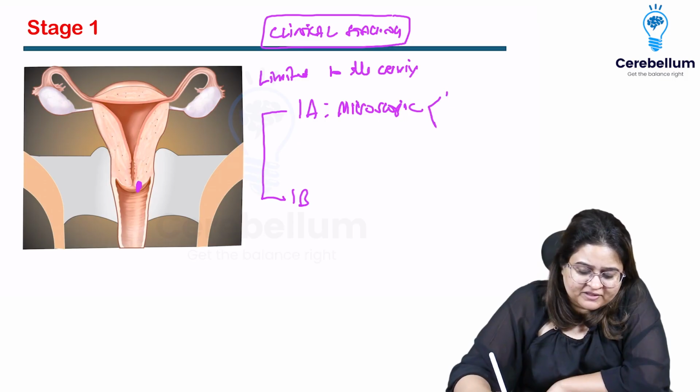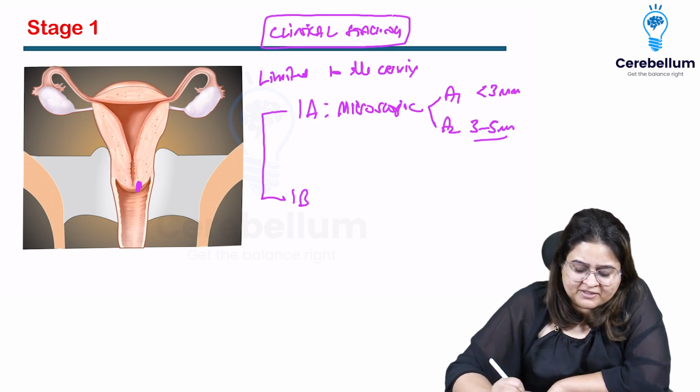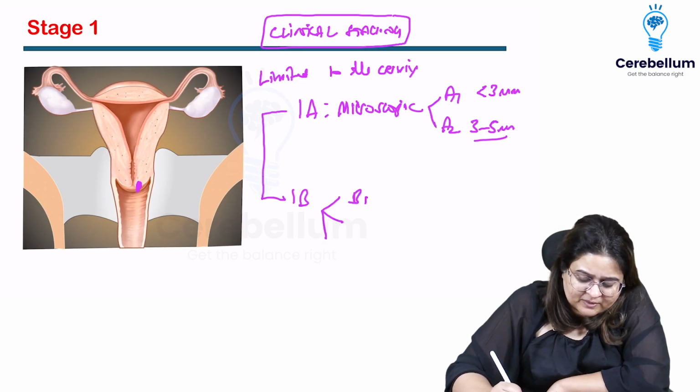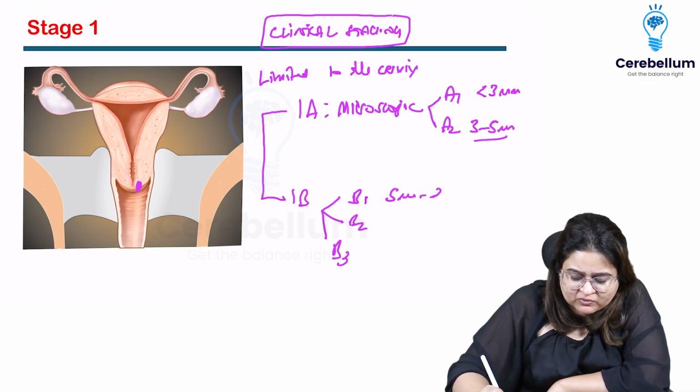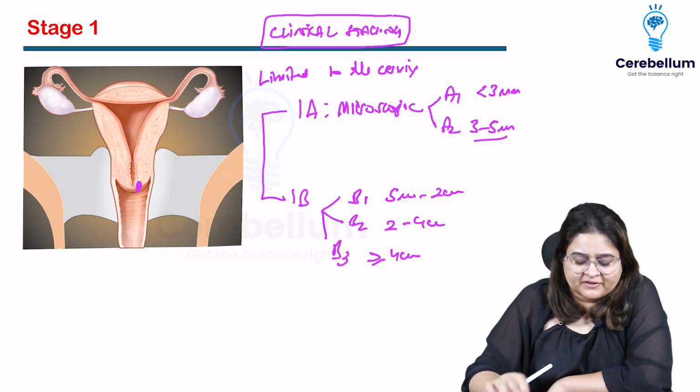This you can further divide as 1A1 and 1A2. 1A1 is when the depth of invasion is less than 3 millimeter. 1A2 is when it is 3 to 5 millimeter. Once it's more than 5 millimeter, it becomes 1B. And this you can further divide as 1B1, 1B2, 1B3. 1B1 is 5 millimeter to 2 centimeter. 1B2 is 2 to 4 centimeter. And 1B3 is more than 4 centimeter. So this is stage 1, limited to the cervix.